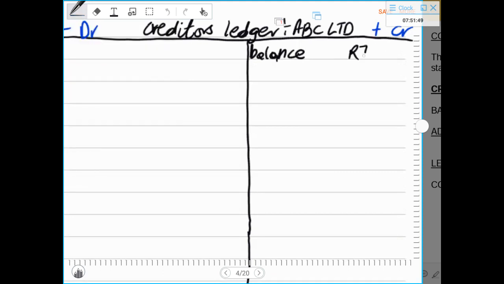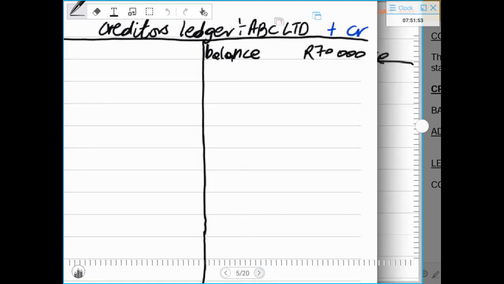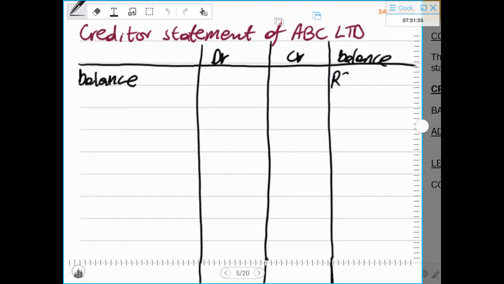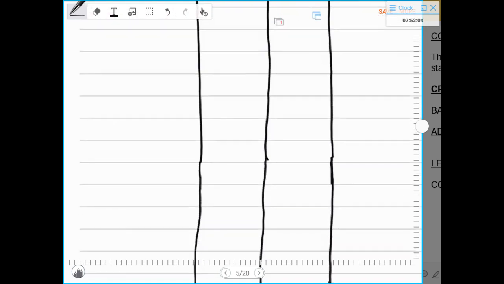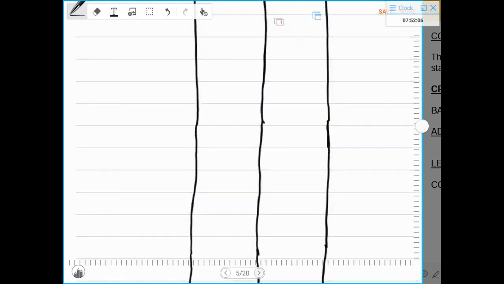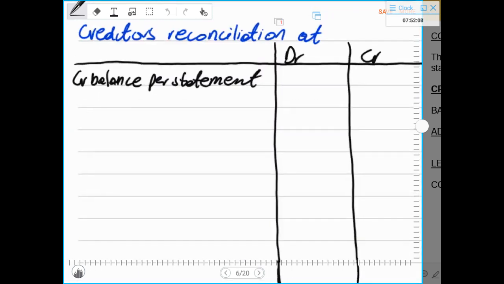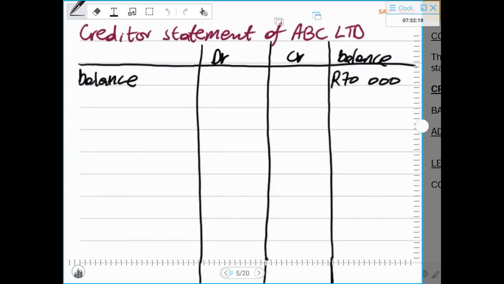Let us say we have an opening balance of 70,000 in our creditors ledger, and assume that that opening balance is the same as in the statement. And once again, remember, after we have recorded all the entries in the creditors statement, the balance at the end becomes the balance per statement in the creditors reconciliation. So far, I will not record anything in the creditors reconciliation, only after I have recorded the first entry.